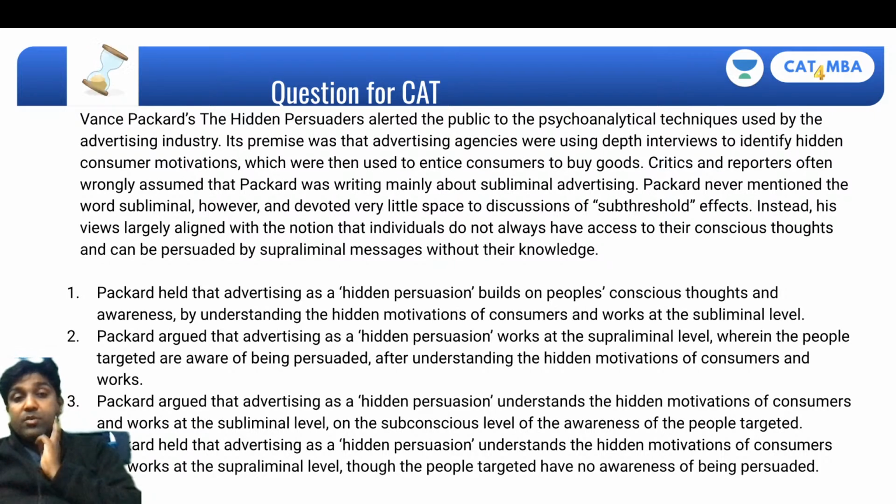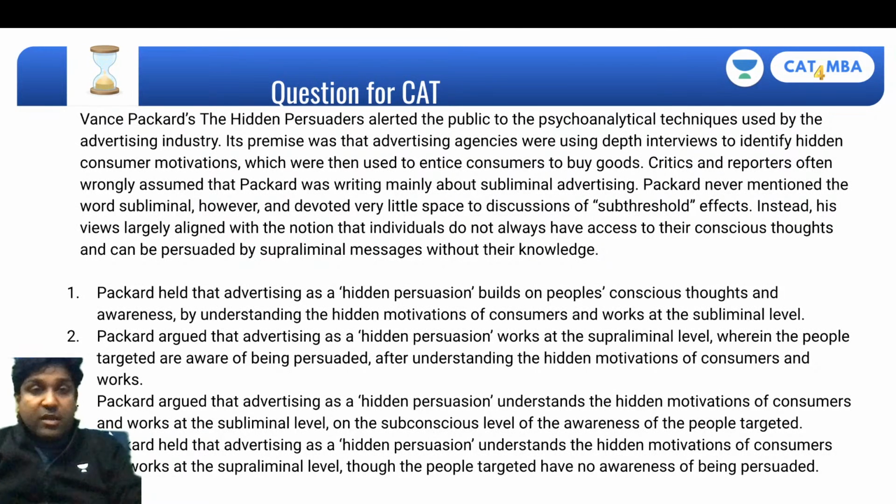So let's start reading option number 1. Packard held that advertising was a hidden persuasion built on people's conscious thoughts and awareness by understanding the hidden motivations of consumers and works at subliminal level. Now, the author clearly said in line number 3, 4 that critics and reporters often wrongly assume that Packard was writing mainly about subliminal advertising. So the author has clearly said in the 4th line that he doesn't believe that Vance Packard worked at subliminal level, hence option number 1 is incorrect.